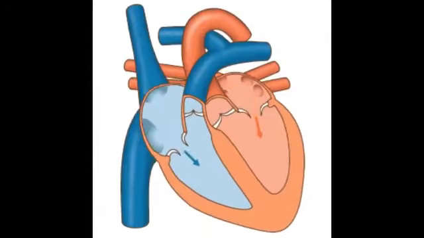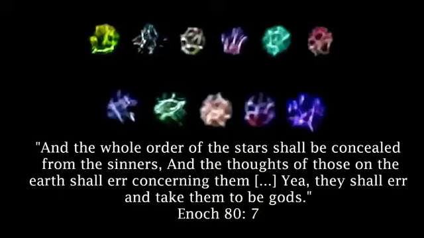Speaking of the stars in the firmament, Enoch said that we shall err and take them to be gods. All planets in the fake solar system are named after false gods, such as Mars, Saturn, and Mercury. All of them apart from Earth. Earth is an interesting word, one of its kind. It is an anagram of heart.